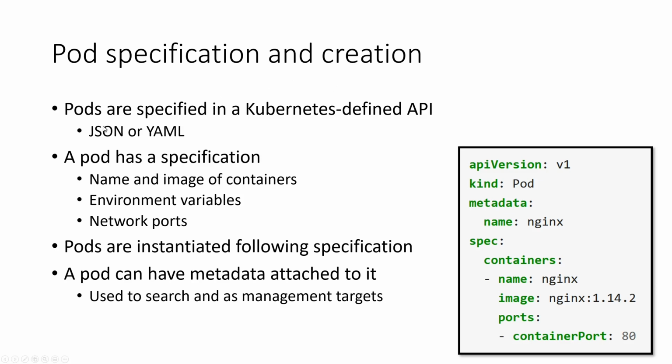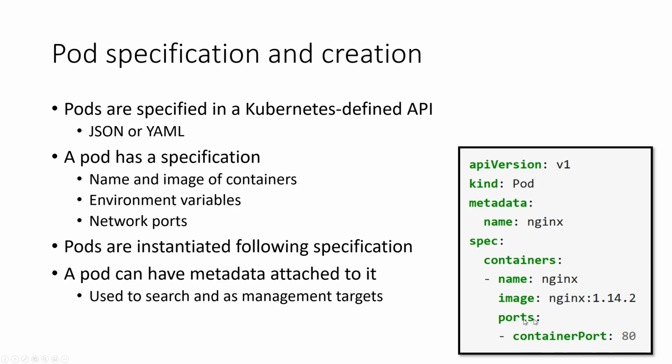And with this API, you can use either JSON or YAML to write a specification for your pod. And here we have an example. So a pod specification has a name for that pod, for example, Nginx here. And it also specifies what containers are in that pod. So in this specification, we only have one container. The name of the container is Nginx, and then this is the image, which is the software that will run inside this container, and Nginx is a web server.